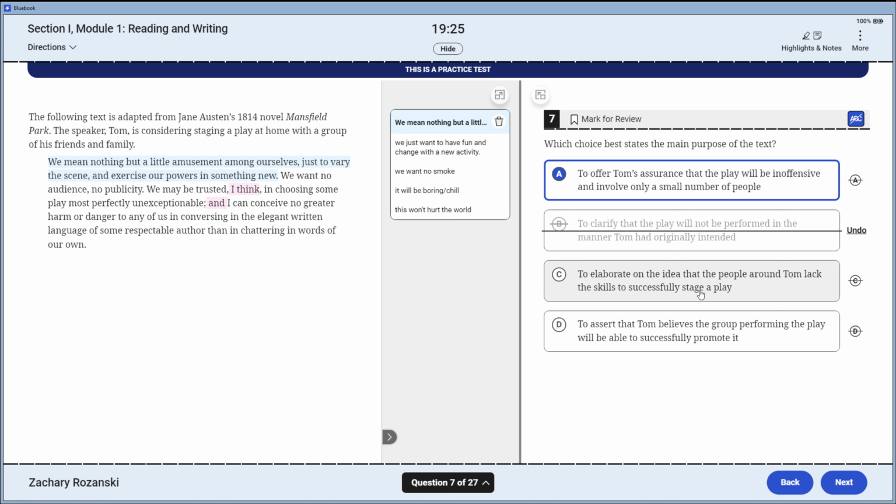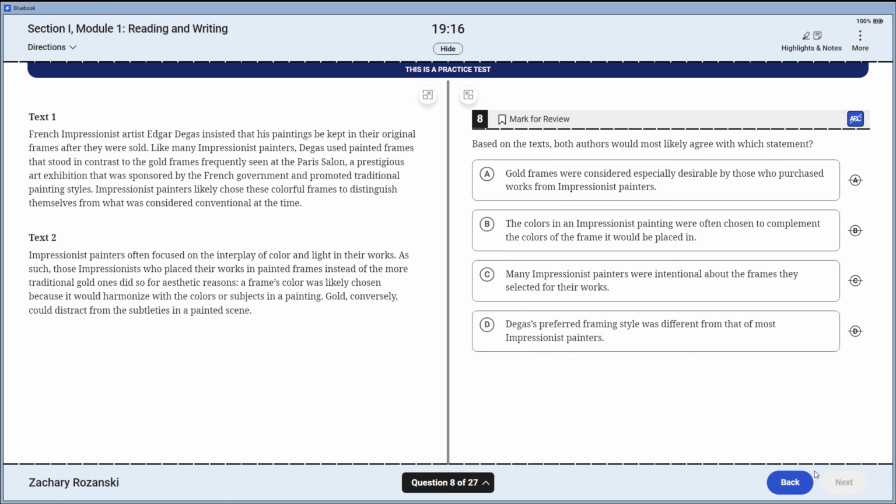To elaborate on the idea that the people around Tom lack the skills, shots fired, but I have no evidence for that, though it could be true. To assert that Tom leads the group, no, we're not going to promote it. That disagrees with one of my sentential summaries. Both authors would agree with the statement. This is rare. Normally, two is responding or agreeing with something from one. I'll just stick with the classic way of reading two first when I'm given this weird choice of both.